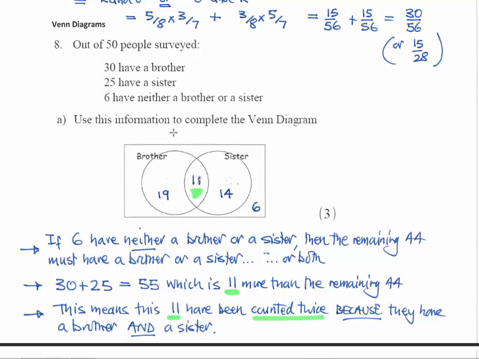11 plus 14 makes the 25. And these 11 here have a brother as well. So if 30 have a brother in total, then 19 will go here. So 19 have a brother but no sister. 11 have a brother and a sister, making together the 30 people who have a brother. So that is how you complete this Venn diagram.